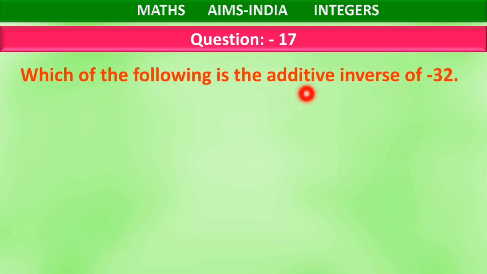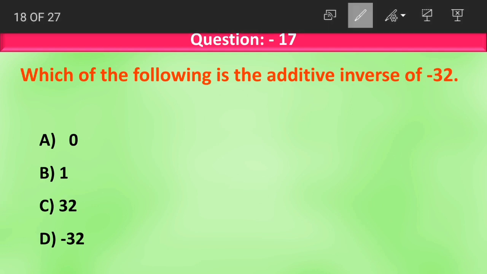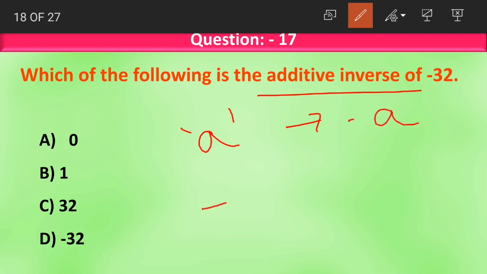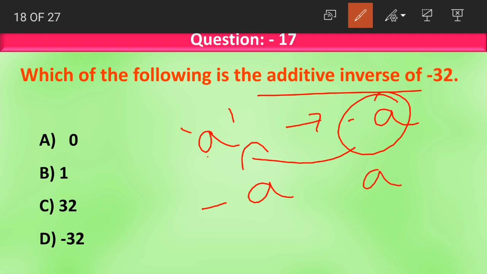Question number 17. Which of the following is the additive inverse of minus 32? Option A 0, option B 1, option C 32, option D minus 32. Remember what was additive inverse? Additive inverse of the integer a was minus a. In the same way, the additive inverse of minus a becomes what? a. Understood? If a's additive inverse is minus a, then minus a's additive inverse will be a.